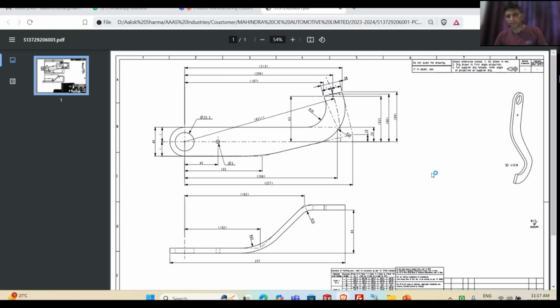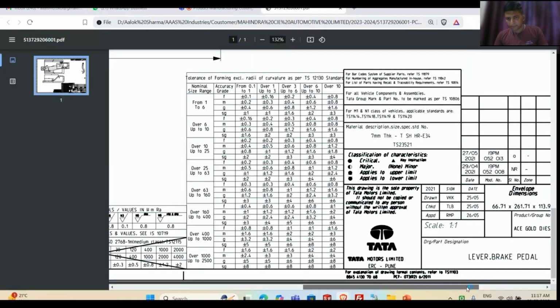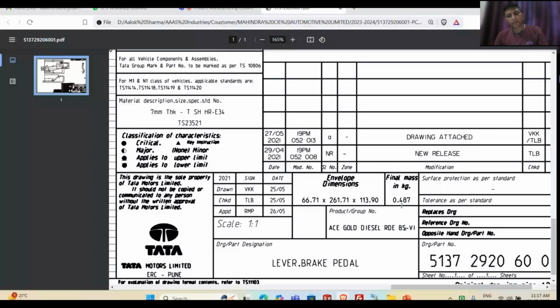This is someone's part. Everyone's drawing. This is the FG weight, 0.487 in kg. I consider that everyone knows how to read the drawing, because we are discussing product costing. Before that, I know how to understand the drawings. So if everyone knows how to read a drawing, very good.